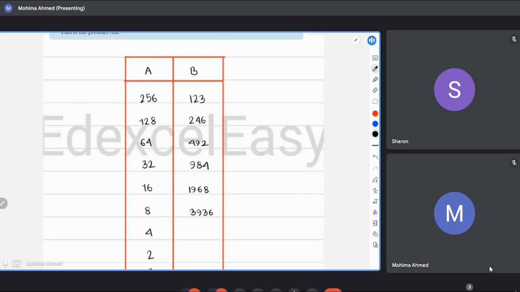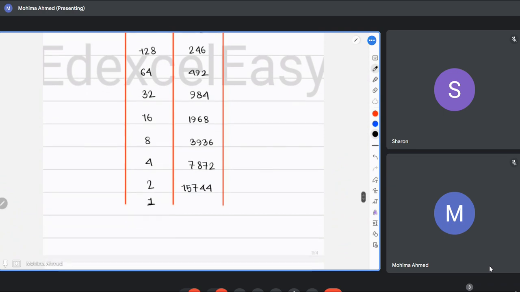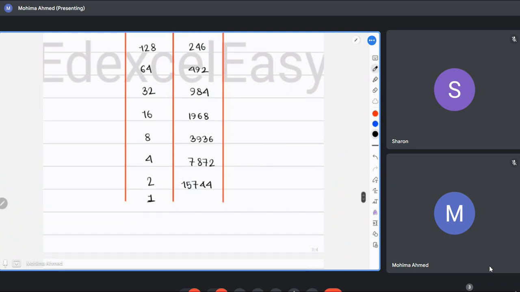Then multiplied by 2 gives you 7,872. Multiplied by 2, that is 15744. And then again multiplied by 2, that gives you 31,488. Okay, that is the final value that you get.